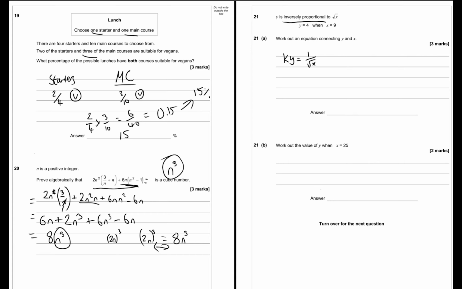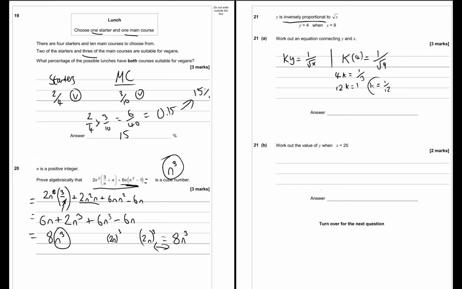We're going to use this, and now we're going to try and find out what k is. So let's substitute in our y and our x. We know y equals 4, so 4 is equal to k times 1 over root x, and x is 9, so it's going to be root of 9. So 4 is equal to k over 3, so 12 is equal to k.